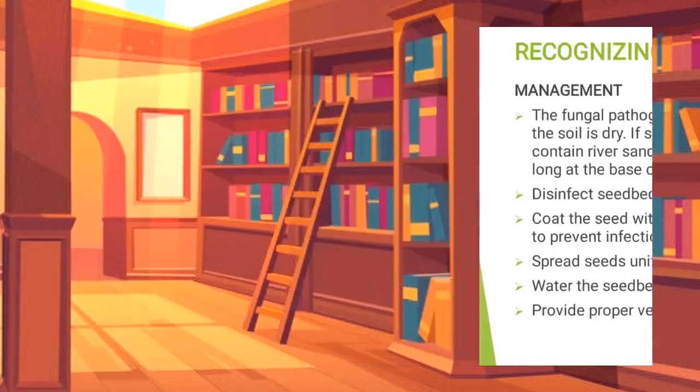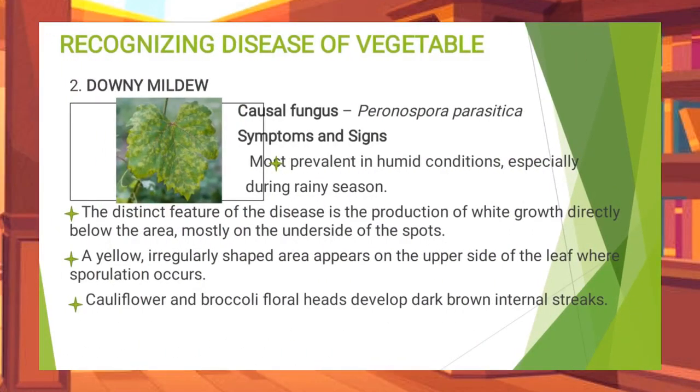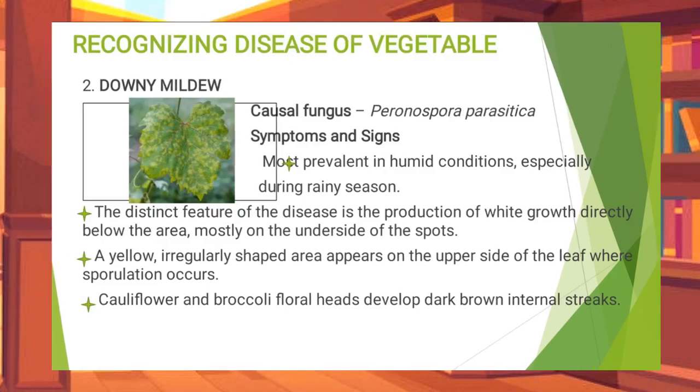Number 2, downy mildew. So, causal fungus niya is kani. So, symptoms and signs. Most prevalent in humid conditions, especially during rainy season. So, the distinct feature of the disease is the production of white growth directly below the area, mostly on the underside of the spot. So, nakita ninyo sa example. So, a yellow rectangularly shaped area appears on the upper side of the leaf where sporulation occurs. So, cauliflower and broccoli floral heads develop dark brown internal streaks.